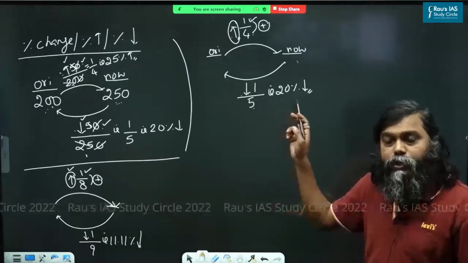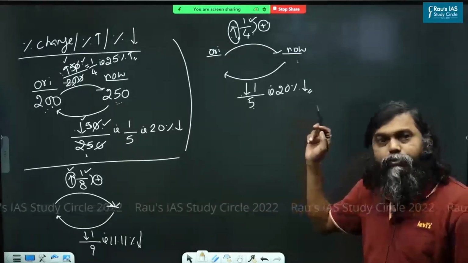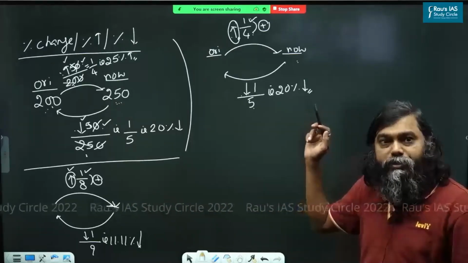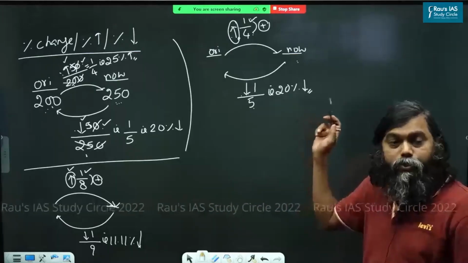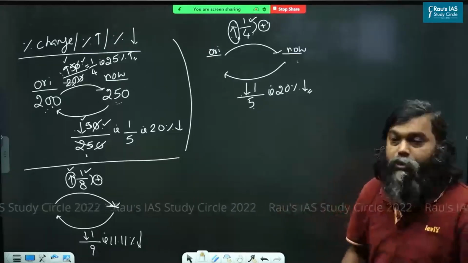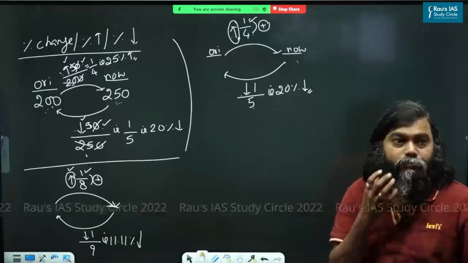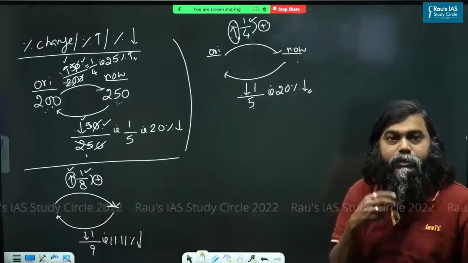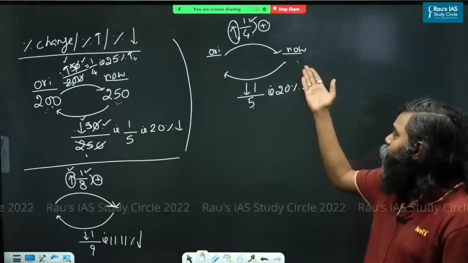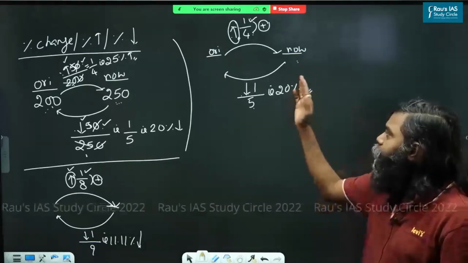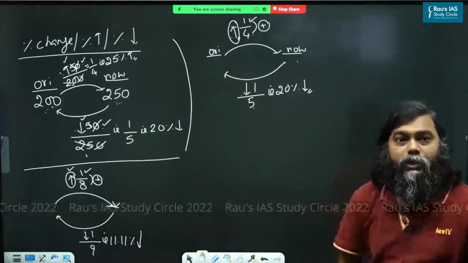I told you, if anywhere the statement uses the word percentage, you have to ask, this much percentage of what? So, 20% decreasing. Okay, 20% of what? Original or newer? New. Out of this, 20% is how much? That much value decreasing, you will get the new value.